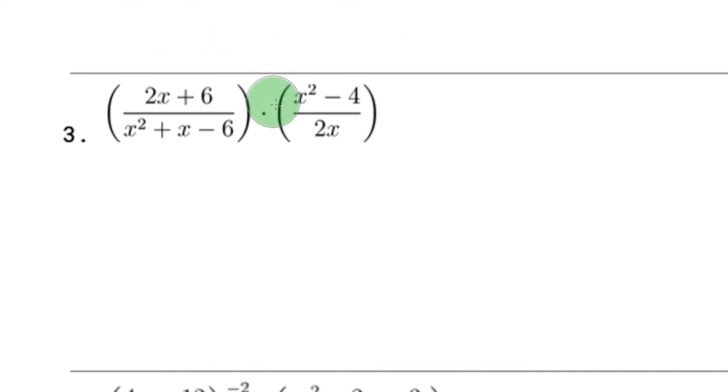All right, the next one. Okay, what I'm going to do is factor out a 2 from that 2x plus 6, and you end up with 2 times the quantity x plus 3.